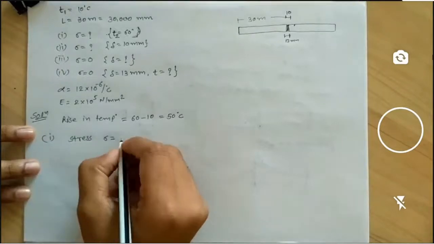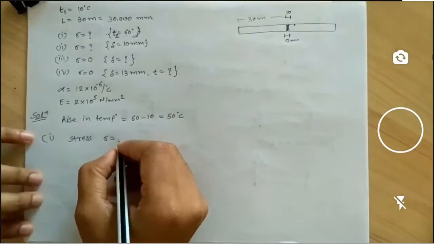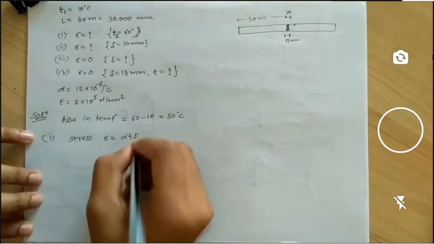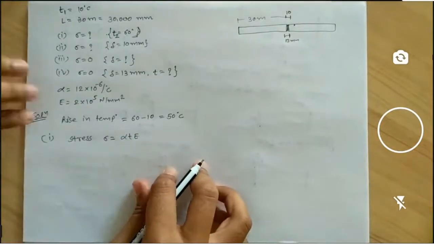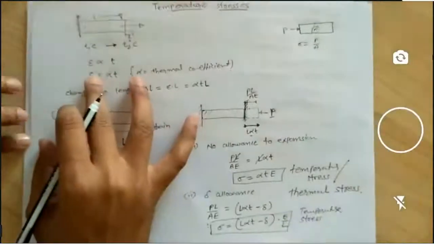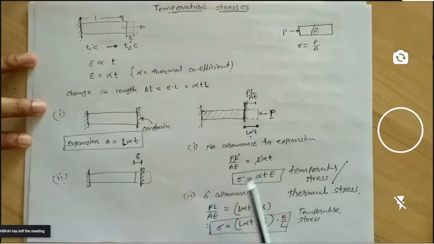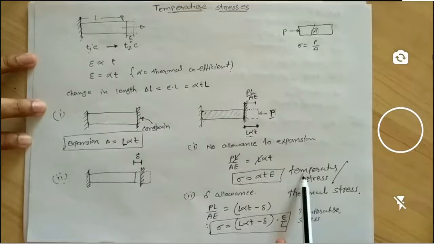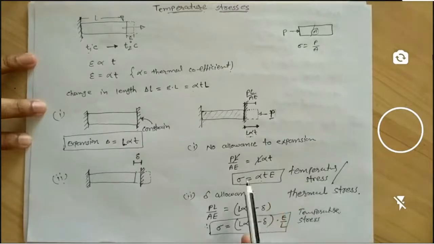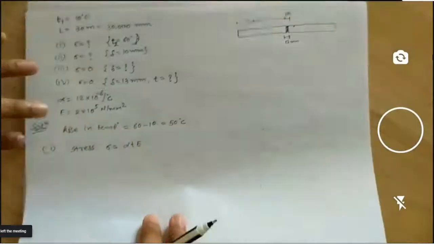is given by alpha TE. We have seen in the previous concept that if no allowance is there in that element, the stress is given by alpha TE and is known as the temperature stress. So no allowance is there, so the stress is given by alpha TE.